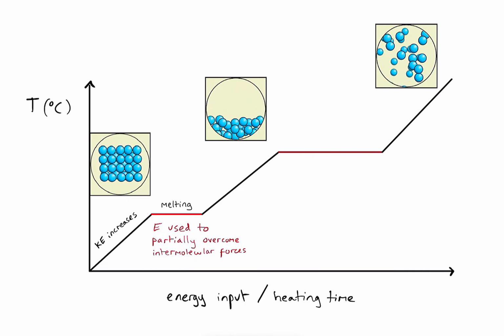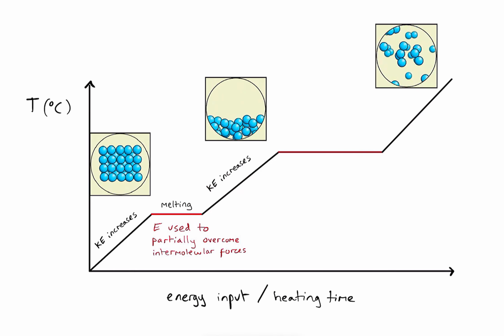Once my entire ice cube has melted, then the energy I'm inputting can again be used to increase the kinetic energy of those particles. So in that middle diagram, I would expect to see my particles moving faster and faster. They're still close together because it's a liquid, but their speed is going to be increasing. We then get to a second flat point on the curve, and this one you might remember is about 100 degrees, which is the boiling point of water. And again, it's flat, meaning that the energy I'm inputting is not increasing their kinetic energy.